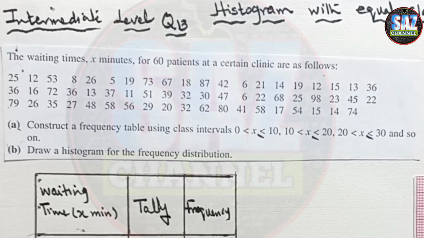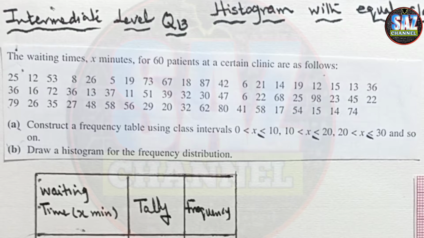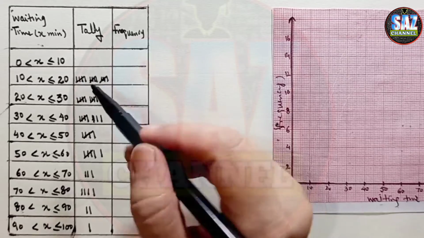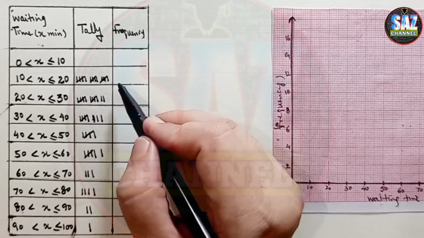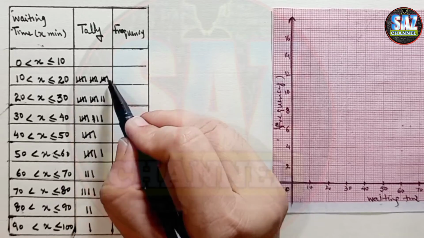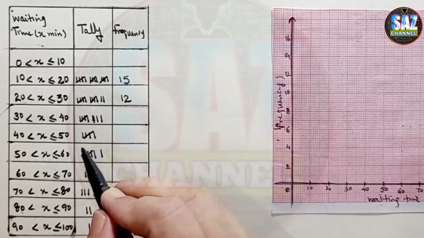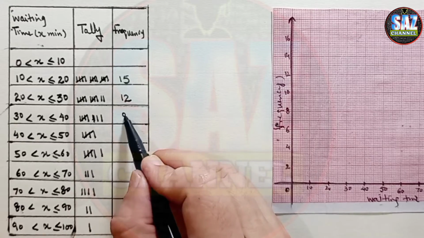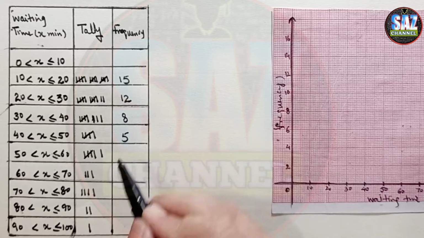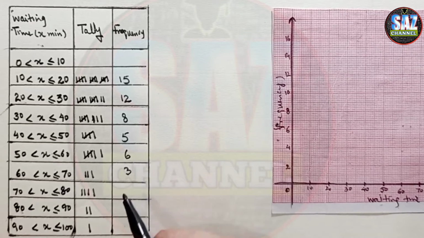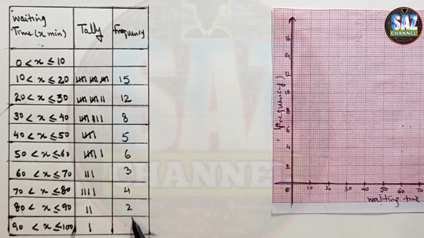And now first of all, I'm making these changes purposely because in your O-level examination the examiner can make such changes. First of all, let me turn these tallies in form of the frequencies. 5 plus 5 plus 5, this is 15. 10 plus 2 is 12, and this is 5 plus 3 is 8, and this is 5, this is 6, this is 3, 4, 2 and 1.